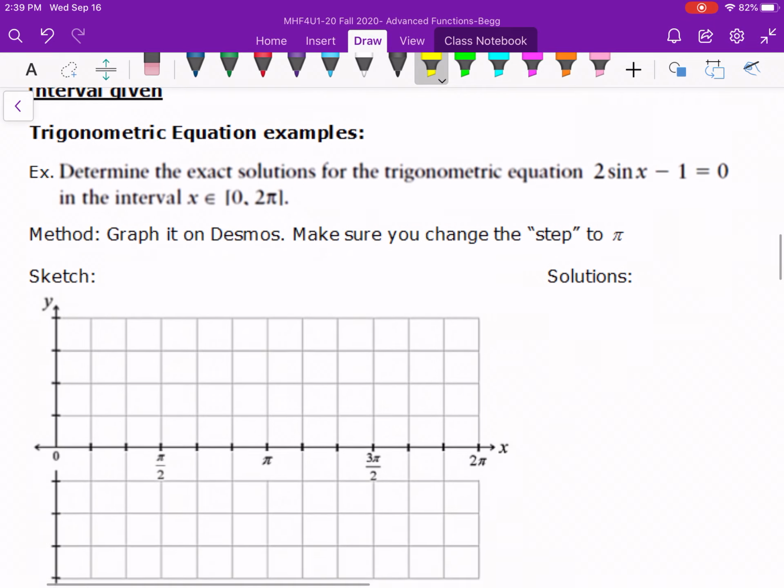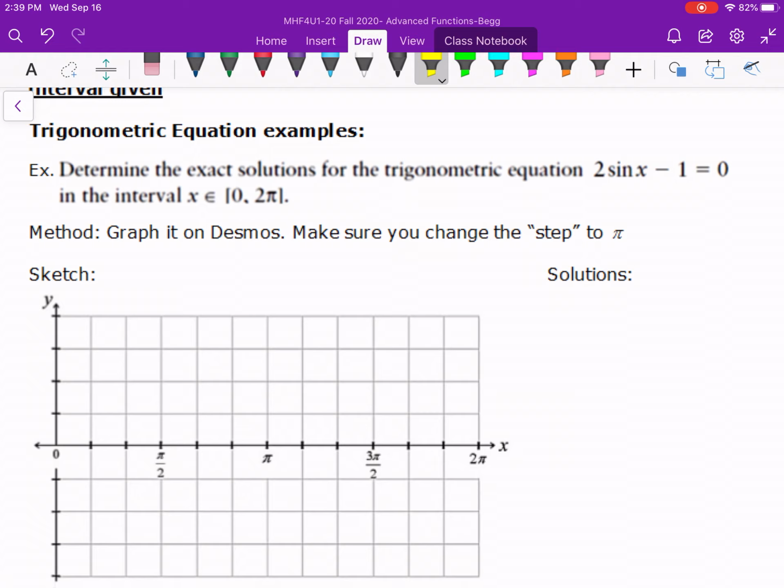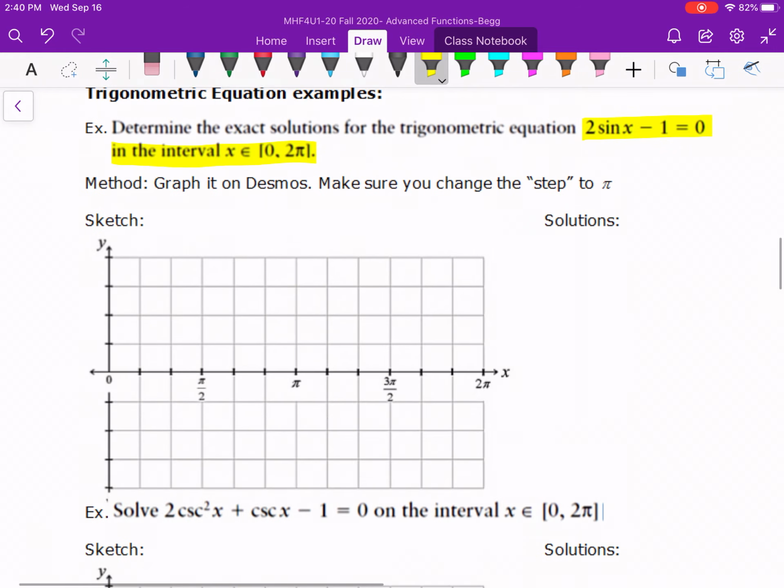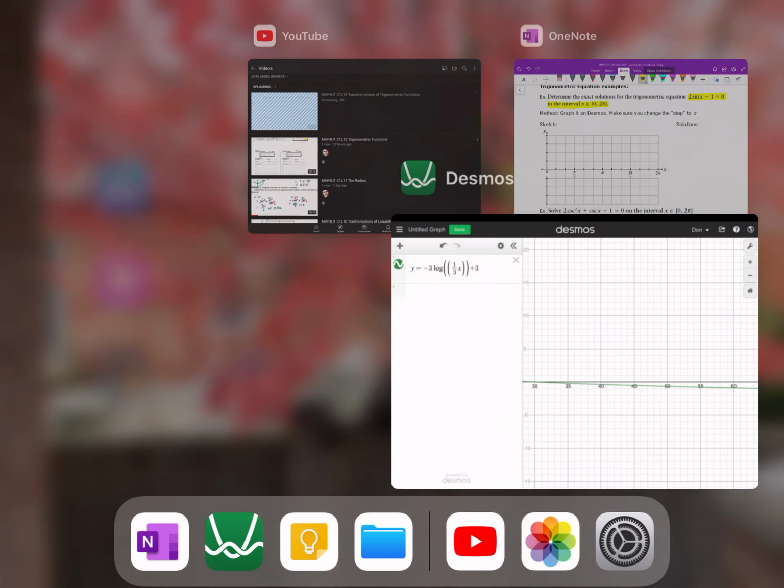So the next one, determine the exact solutions for the trigonometric equation 2 sine x minus 1 equals 0 on the interval [0, 2 pi]. Square brackets are telling us about an interval. So in other words, that's not an ordered pair. Those square brackets are telling us we're only interested in starting at 0 on the left and going up to 2 pi on the right. So it's just giving us an interval that we're dealing with. So we can graph this equation on Desmos and see what it looks like.